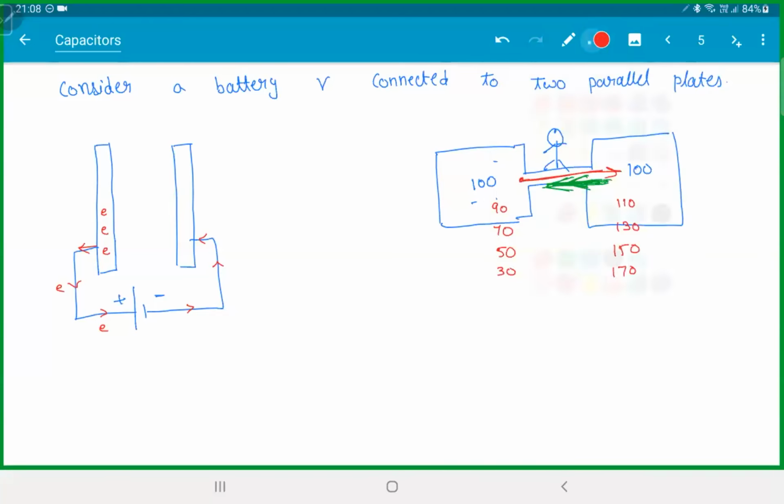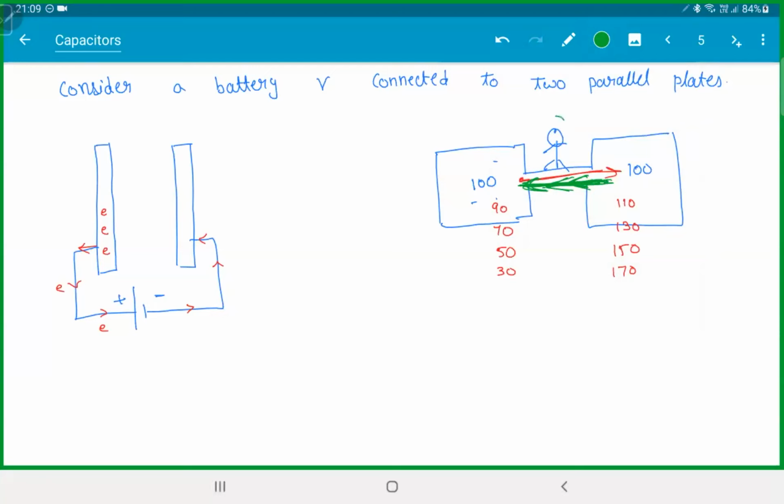Now, at this point, the opposition will be so strong. With whatever force I'm pushing, they will also push back with the same force. At this point, what will happen? No more electrons will go, no? We reached a steady state. Are you getting this?